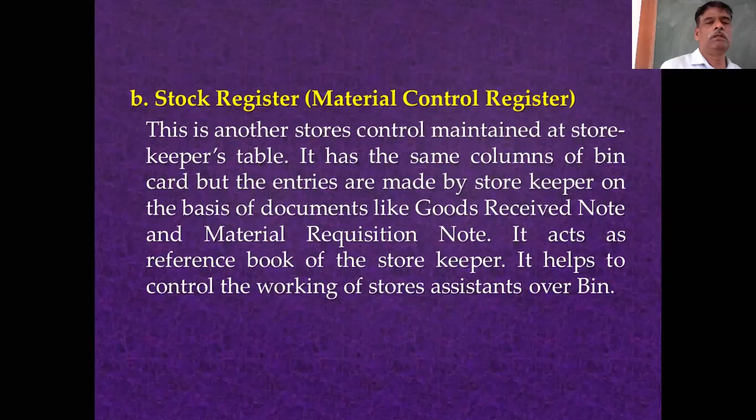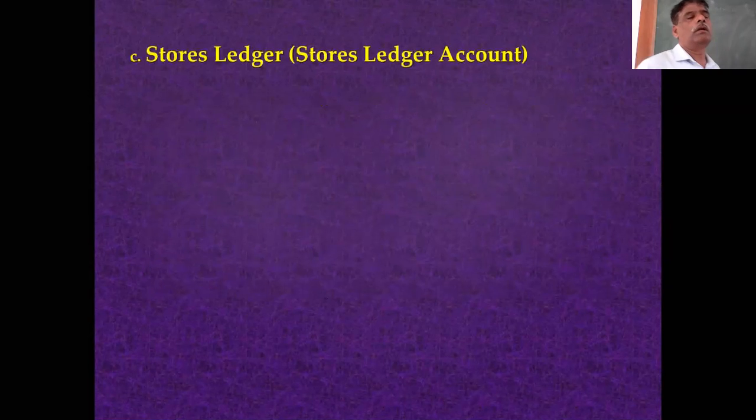This is the second one. And the third register is the store ledger, also called the store ledger account. Commonly we call it the store ledger. This store ledger is maintained by the cost accountant. Remember this: the bin card and store register are maintained by the storekeeper, and this ledger is maintained by the cost accountant.